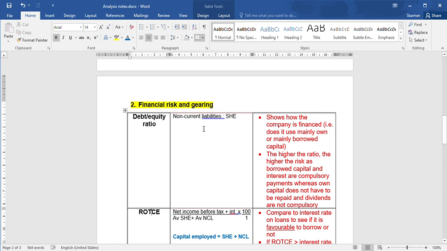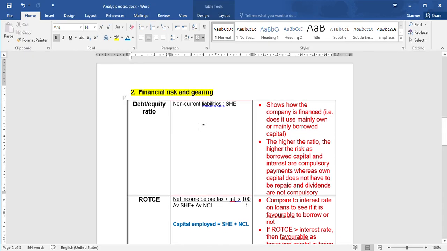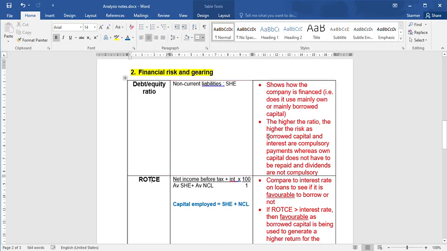Now, it doesn't matter how well or how badly the business is doing, those non-current liabilities have to be repaid, and interest is also charged on them. So that is why we say that the higher this ratio, the higher the risk, because borrowed capital and interest are compulsory payments. You don't have to ever buy back shares if you don't want to, and if you're not doing that well in terms of profitability, you don't have to pay dividends. So the more own capital you have, the lower the risk.